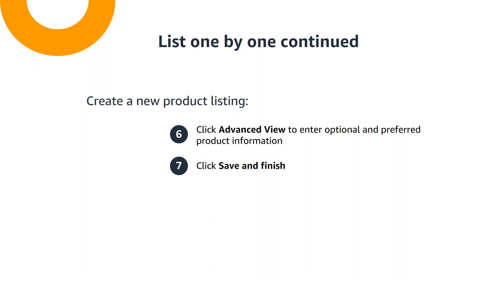Once you click Save and Finish on each tab, your information will be submitted for review and your new product detail page will appear within 24 hours. If any questions arise about your submission, you'll also be notified within 24 hours.